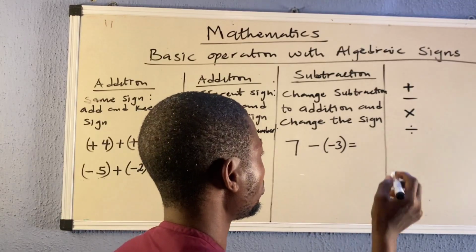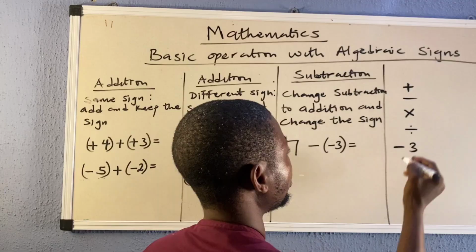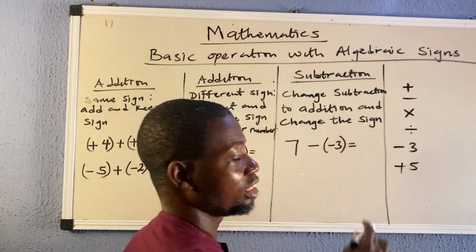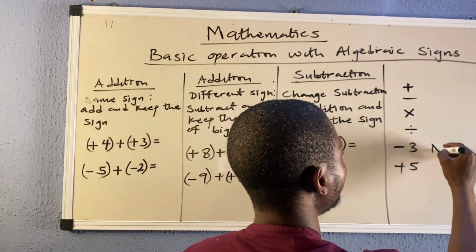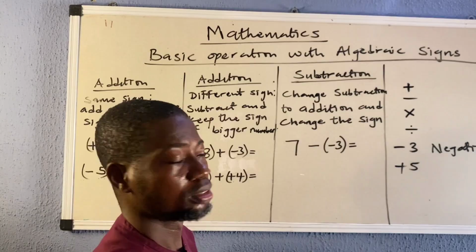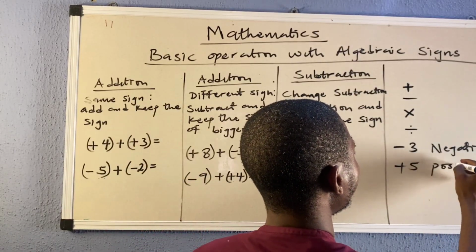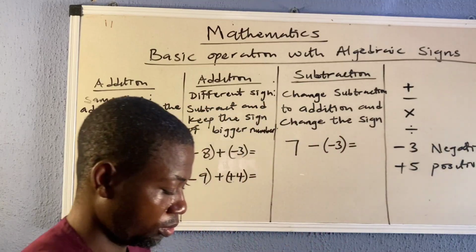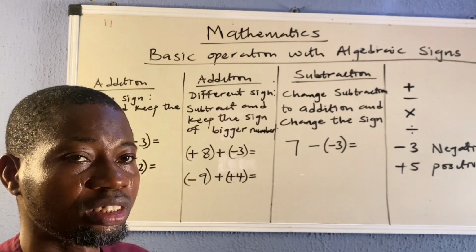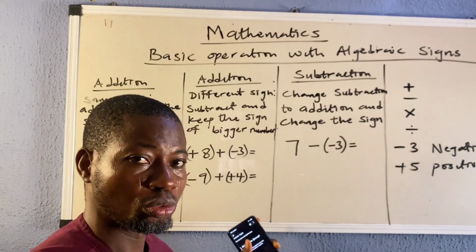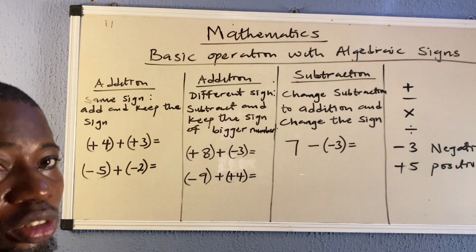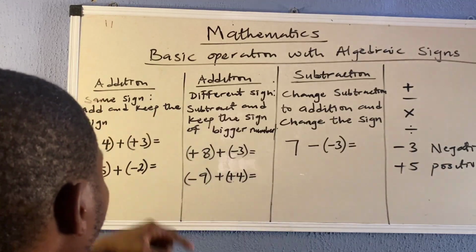For example, when you have -3 plus 5, -3 is telling us that this number is a negative number, while plus 5 is telling us that this number is a positive number. So now, how do we combine these algebraic signs? This is what we want to look at. The first one is addition.